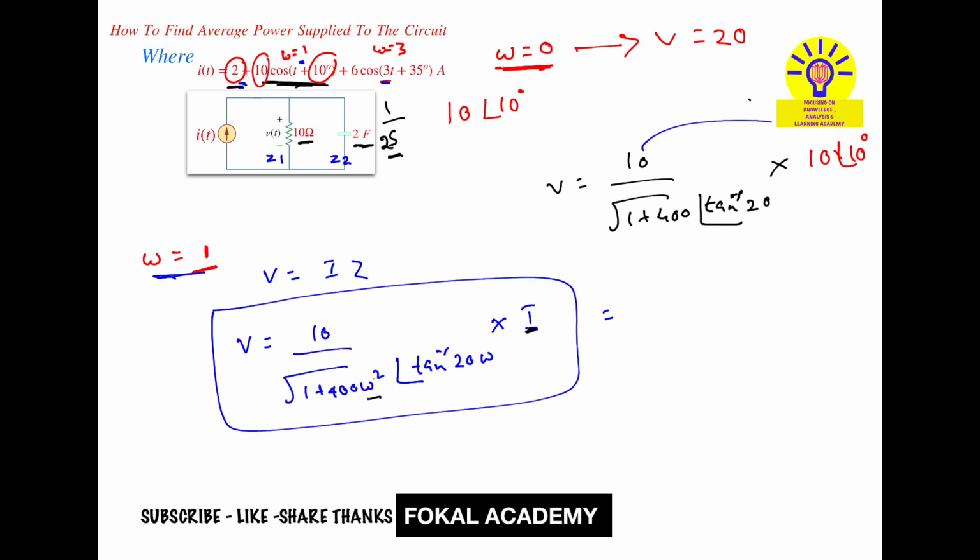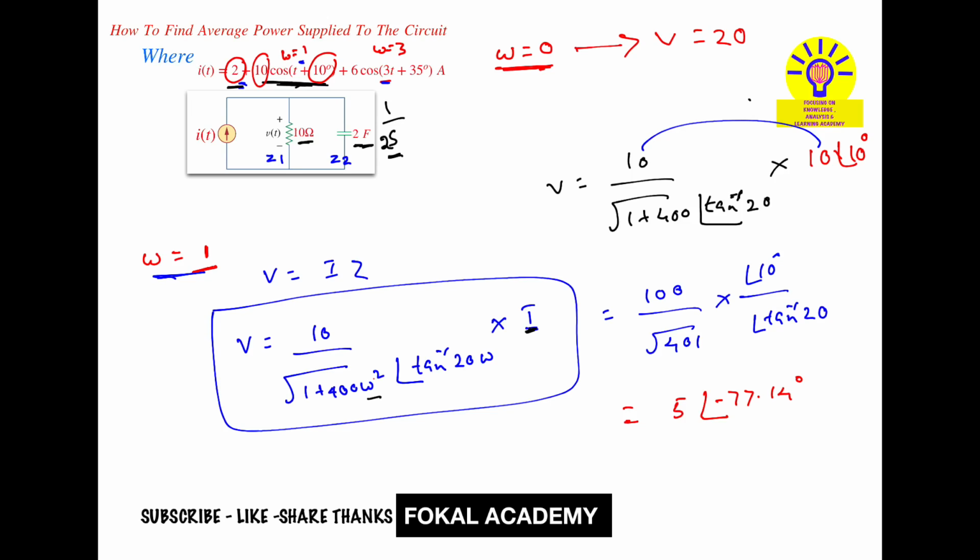Now it becomes 10 times 10 by root of 401, with phase angle 10 in the numerator, and below, the phase angle is tan inverse of 20. Now use calculator here. By using calculator we will get amplitude is 5, phase angle is minus 77.14 degrees. So at omega equal to 1, the voltage V equal to amplitude 5 and phase angle minus 77.14 degrees.